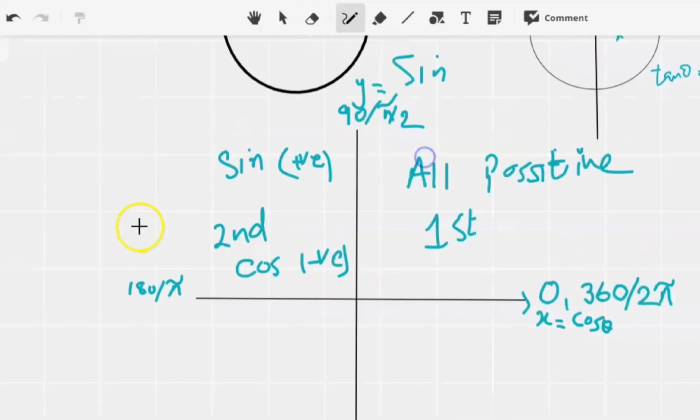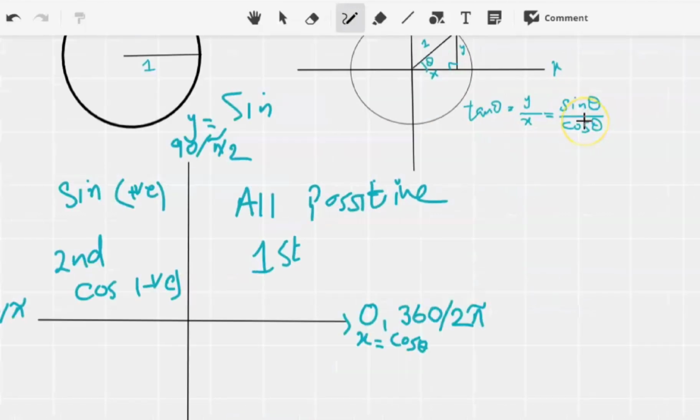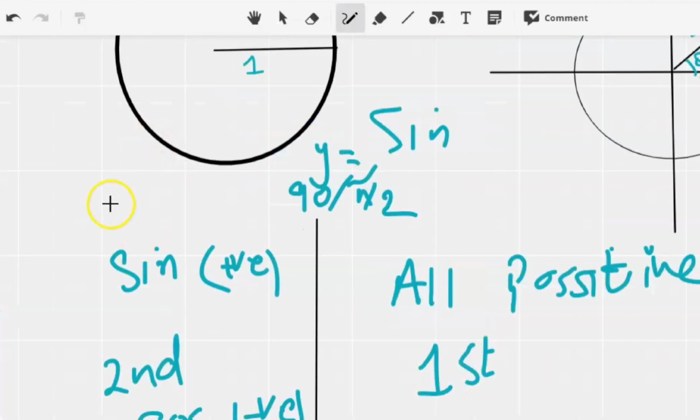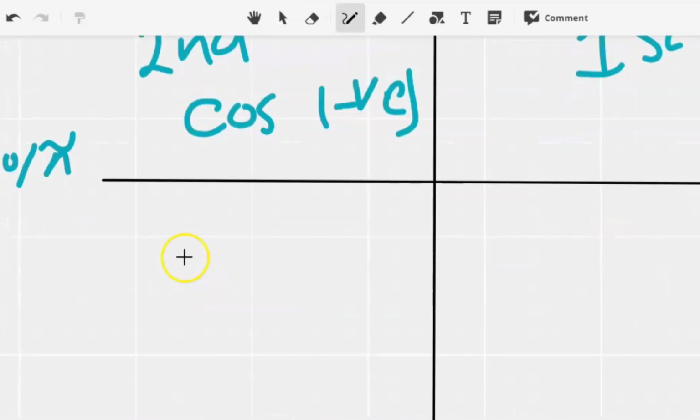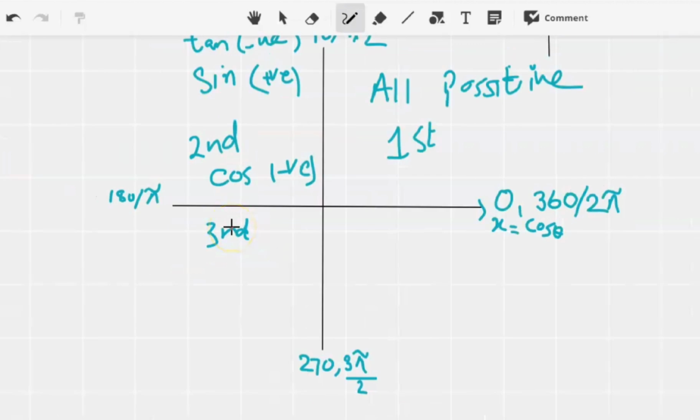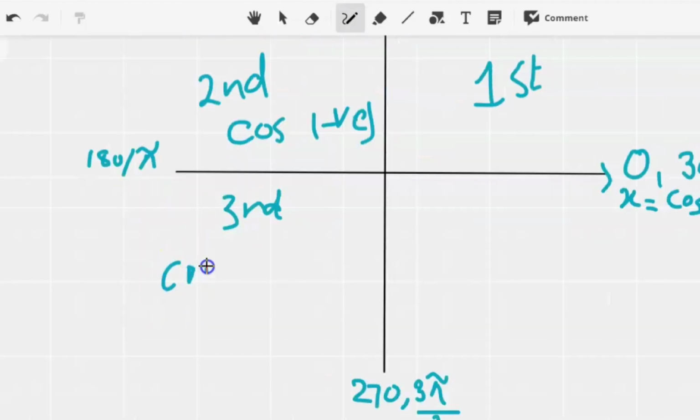Now I have already told you that tan is a ratio between sine and cos, right? So if you divide sine and cos, that is going to give you a negative, because one is positive and one is negative. So tan is negative. Okay. Now for the third quadrant, x is negative, so that means cos is negative.